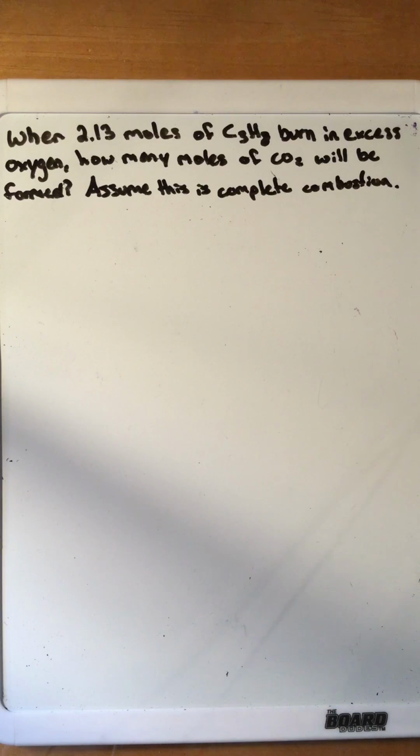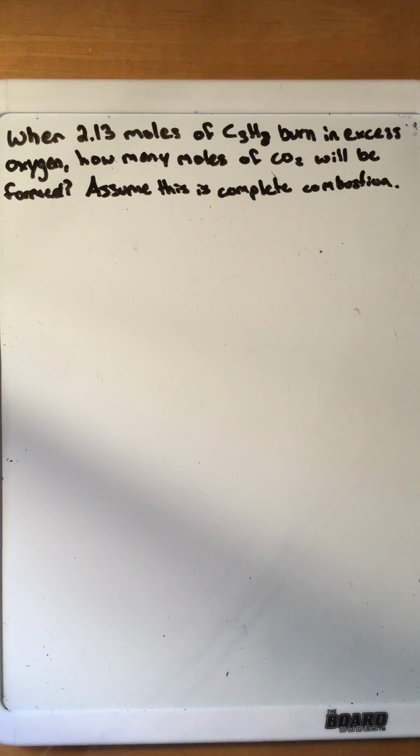I'm going to do practice problem number 1 from Module 6, and that is when 2.13 moles of C3H8 burn in excess oxygen, how many moles of CO2 will be formed? Assume this is complete combustion. So, we're dealing with stoichiometry. We are dealing with going from moles of one substance to moles of another substance. And recognize here we don't have to go from grams to moles to grams as we will in some other problems. So this is a little bit easier.